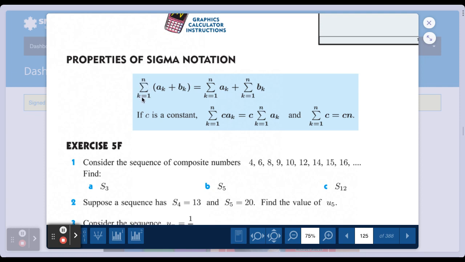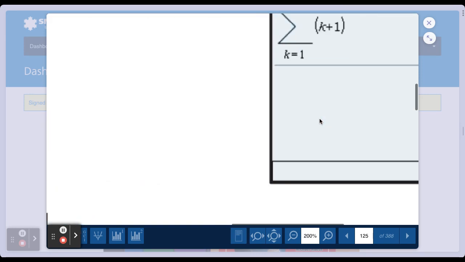They've got sigma as I've got it. They've used k instead of i, which is fine. So you can see here they've got from k equals 1 to n, ak plus bk equals, you can split them up. So they've gone the other way around. And instead of using k as a constant like I did, they've got c as a constant because they were using k for the iteration. So the sum of c times ak, you can bring the c outside the sigma symbol, like so. And finally, if c is by itself, then it'll just be cn, just like I told you about before. So that's the summary.